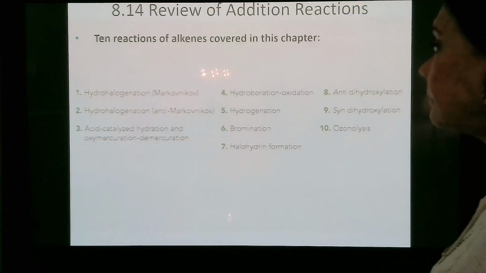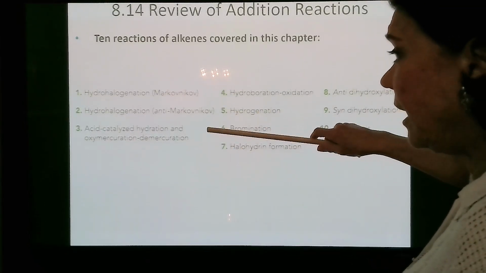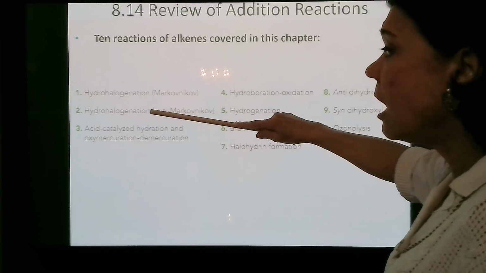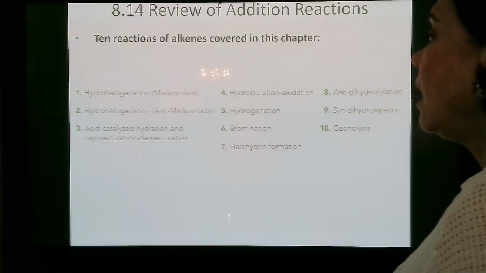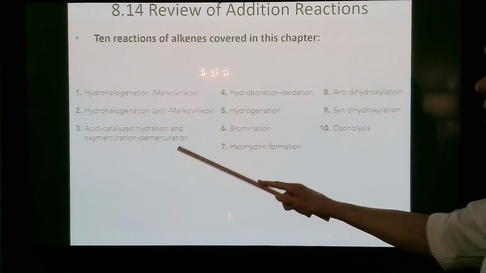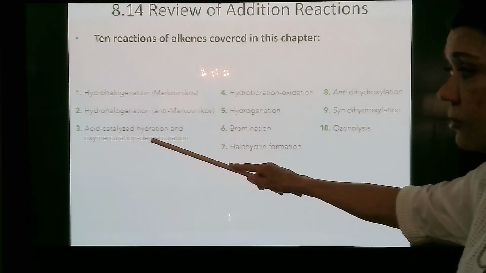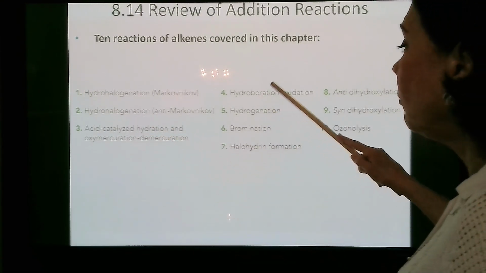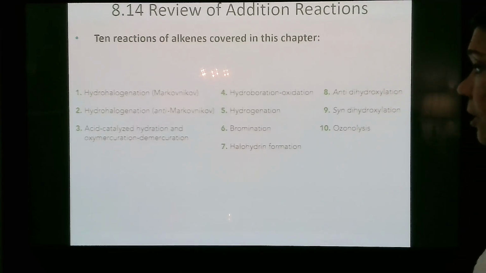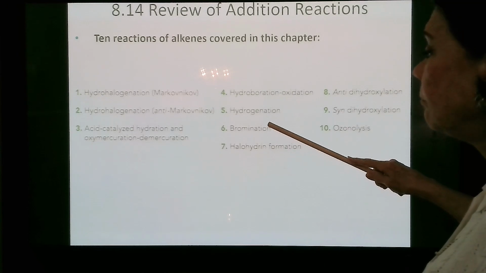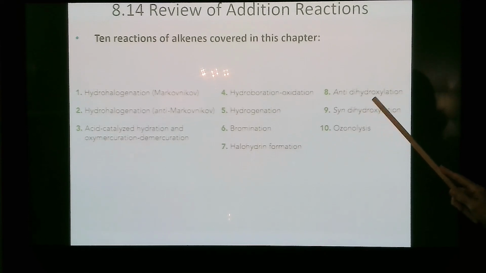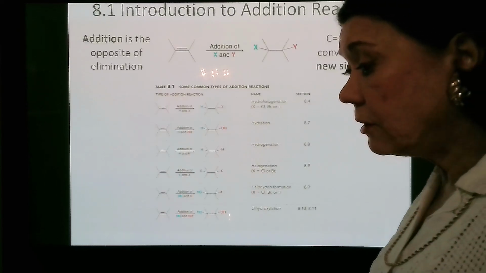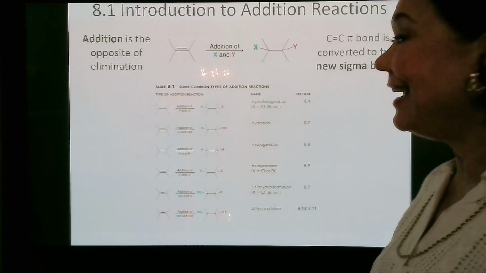So here are the 10 reactions again that we're going to cover: hydrohalogenation, Markovnikov and anti-Markovnikov, acid catalyzed hydration, and oxymercuration, demercuration. Notice these are grouped together because they have the same regiochemistry. Hydroboration oxidation has a different regiochemistry. Then hydrogenation, bromination, halohydrin formation, anti-dihydroxylation and syn-dihydroxylation, and ozonolysis. And so you're going to see these summaries in several different ways.